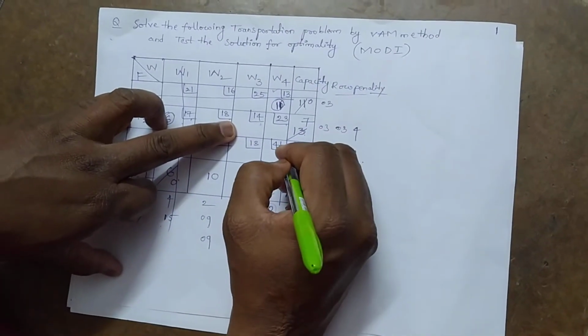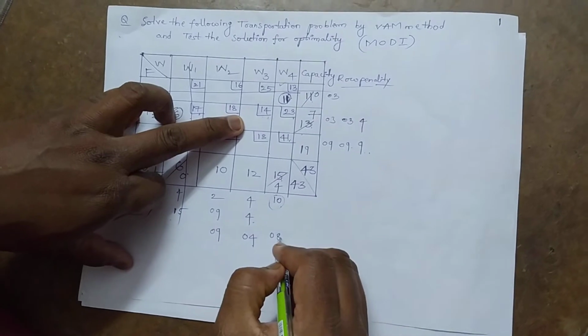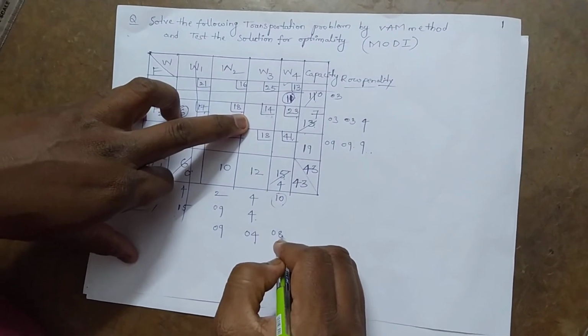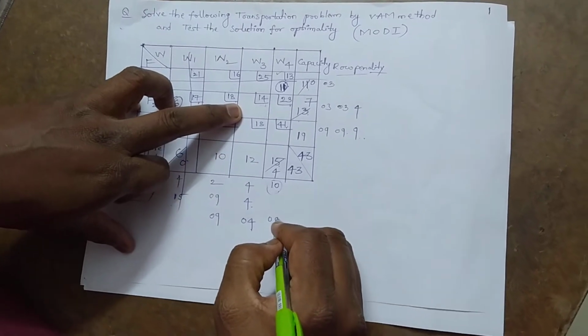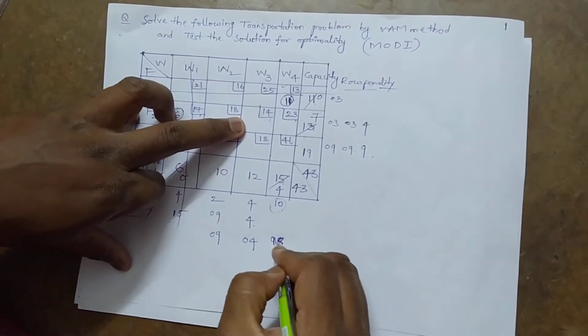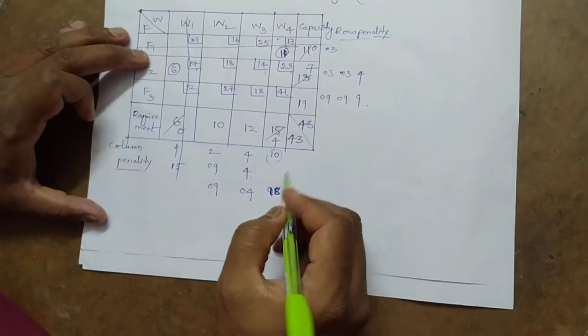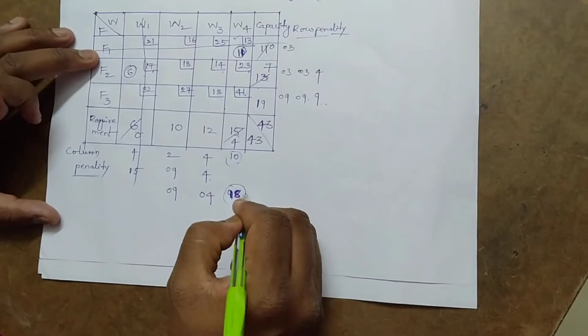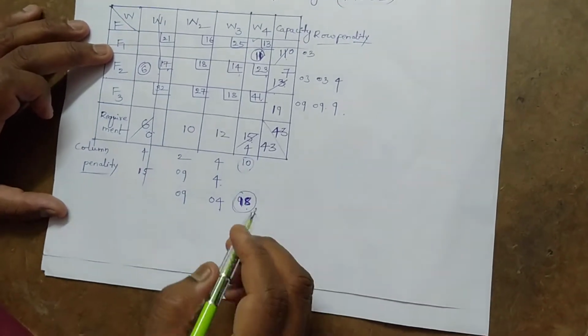41 minus 23, which is how much? It is 18. So this is 18, the penalty cost. 18 is the column penalty. So this is the maximum value. So this particular value we have to choose.